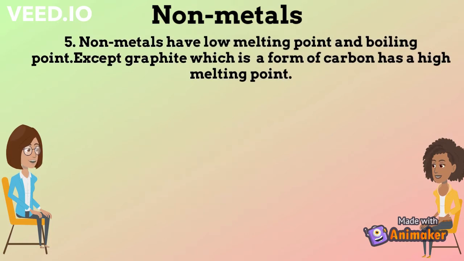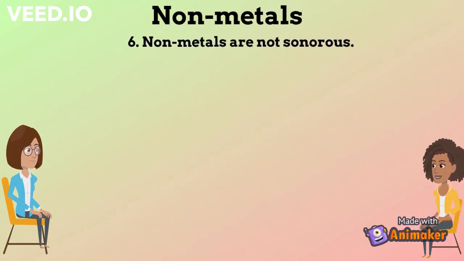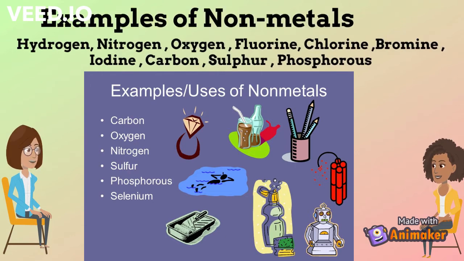Nonmetals have low melting point and boiling point, except graphite, which is a form of carbon, has a high melting point. Nonmetals are not sonorous. List of nonmetals: hydrogen, nitrogen, oxygen, fluorine, chlorine, bromine, iodine, carbon, sulfur, phosphorus.